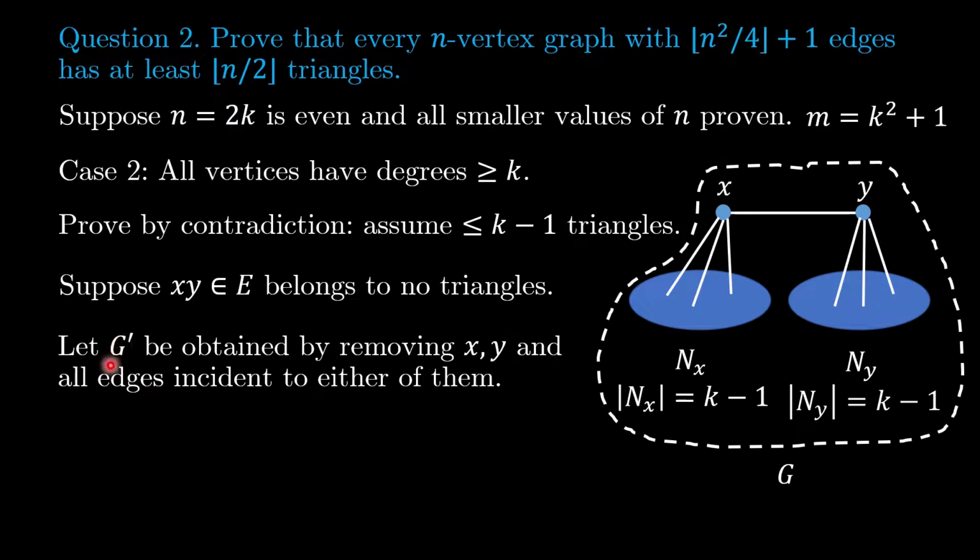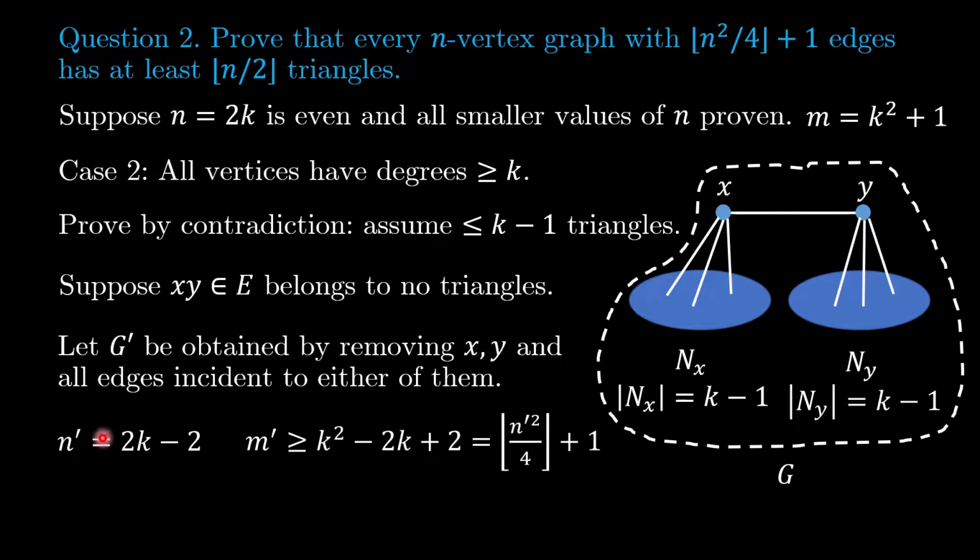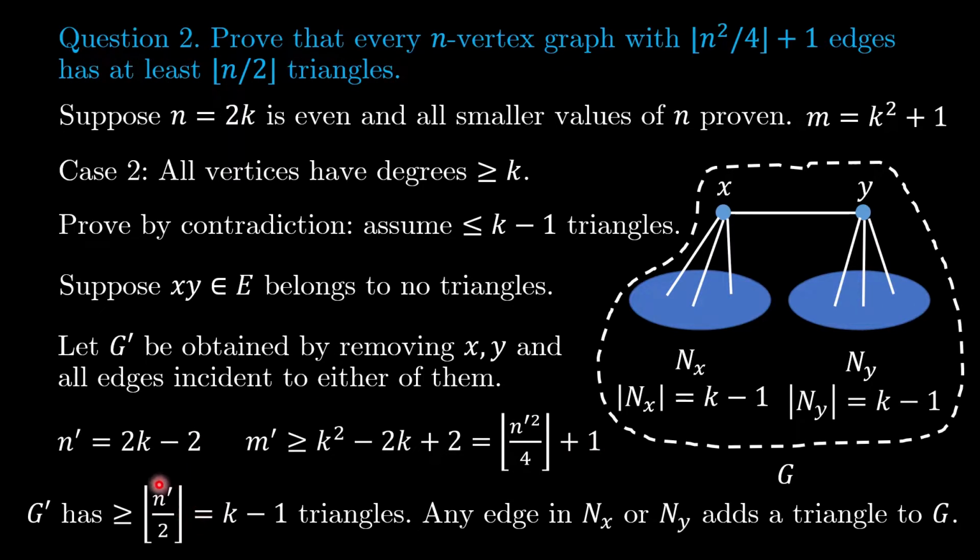So now let us consider G prime obtained by removing x, y, and all the edges incident to either of them. So all the white edges here. For G prime, n prime is equal to 2k minus 2, and the number of edges, because we can count how many edges we have removed. We remove k minus 1, and 1 edge here. So the number of edges is k squared minus 2k plus 2. And we check that this expression is exactly equal to n prime squared over 4 plus 1. And so now we can apply the induction hypothesis to G prime as before.